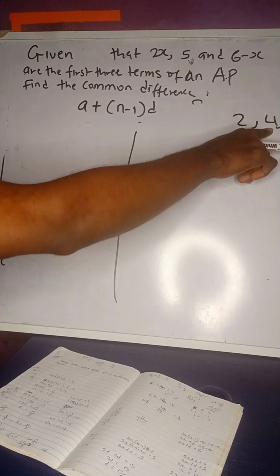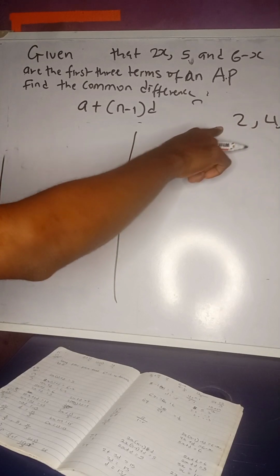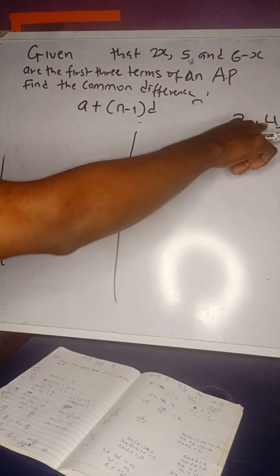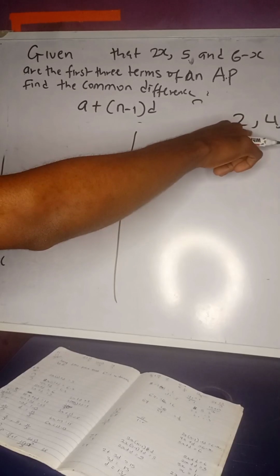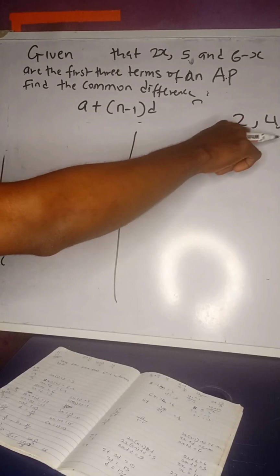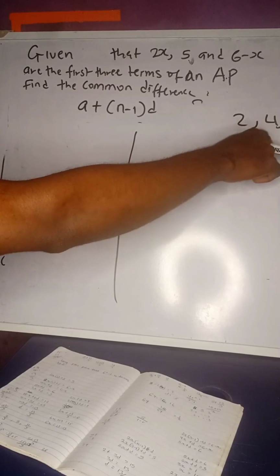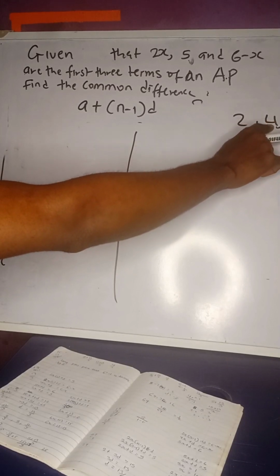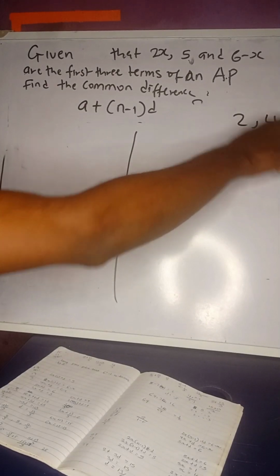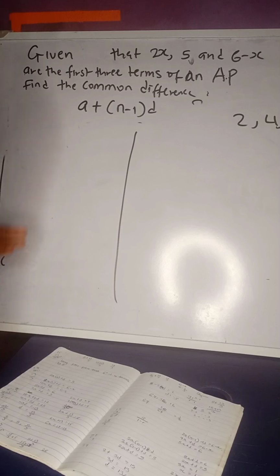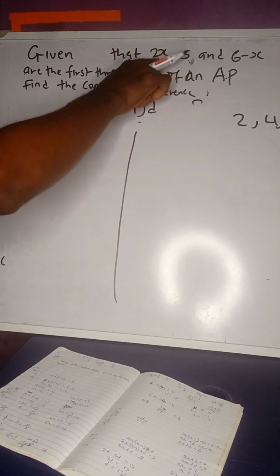So if we are considering the first term, we can't consider it because there's no previous value. If we are considering 4, the previous value before 4 is 2. So we do 4 minus 2. When we subtract the previous value from the value we are considering, it will give us the common difference. So we can use that method here as well. Since this is the second term, this is the first term.